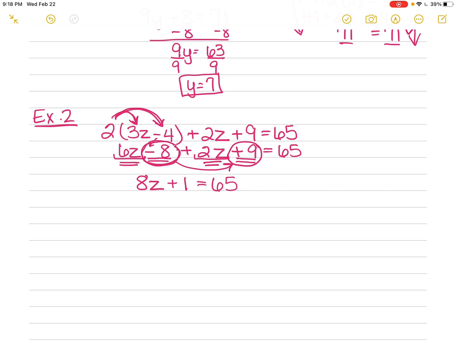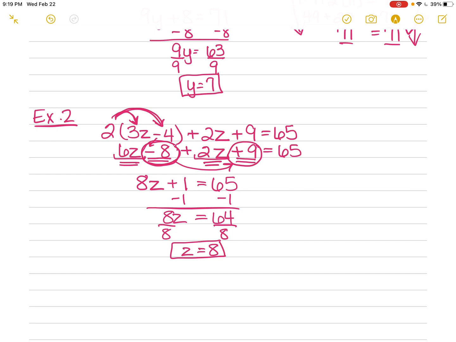Okay, so now this is now a two-step problem. So it wasn't really that much harder, except that we had those constant numbers, that means numbers without the variables, that we needed to add together. So I'm going to solve this by subtracting 1 on both sides. And I get 8z equals 64. Then I'm going to divide by 8, and that gives me z equals 8.